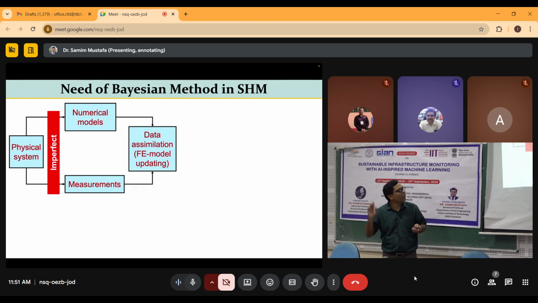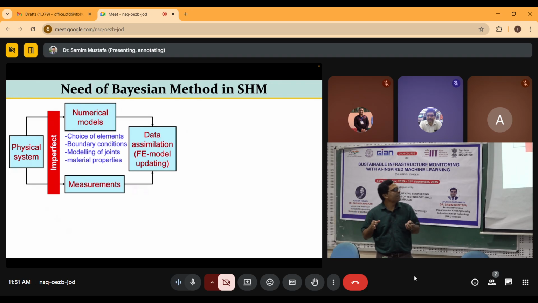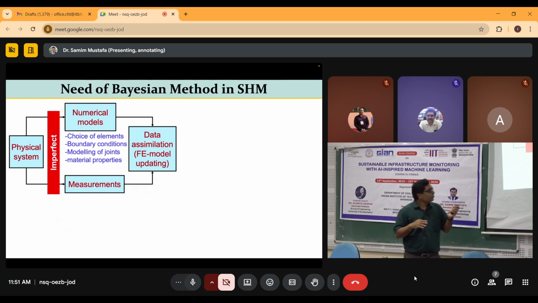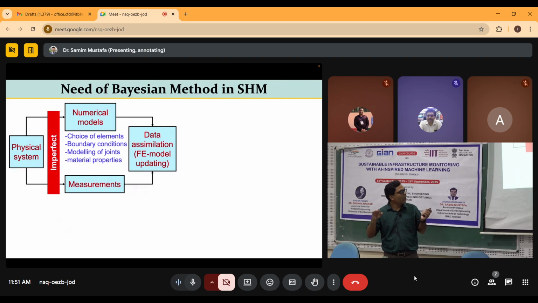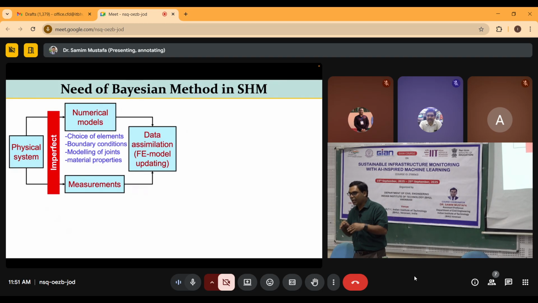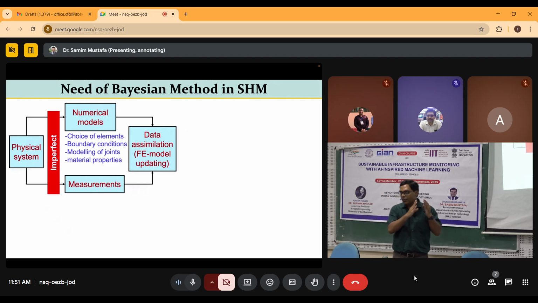No? The numerical model also has certain limitations, because you are constructing the numerical model based on various assumptions, like choice of element. Suppose a beam is there, you can model the beam as 1D, 2D, 3D. You can use Timoshenko theory, you can use Euler-Bernoulli theory. So there could be a lot of assumptions, and based on those you define the numerical model. So what is happening? There is modeling error in the numerical model because of the choice of element or the boundary condition. As you know, there is no perfectly pin joint or perfectly fixed joint; you cannot make that in reality. Those are in theory only.